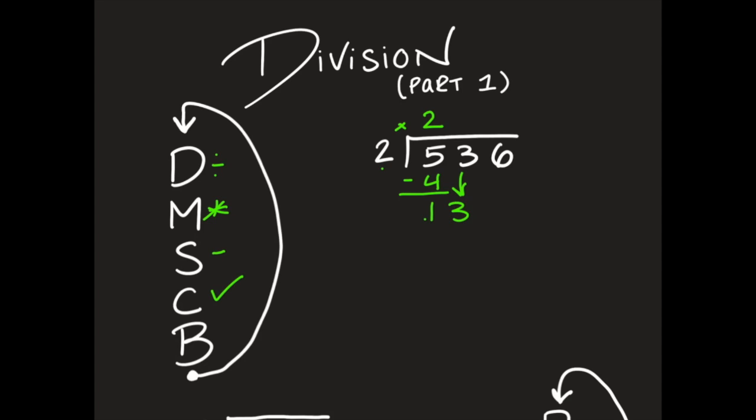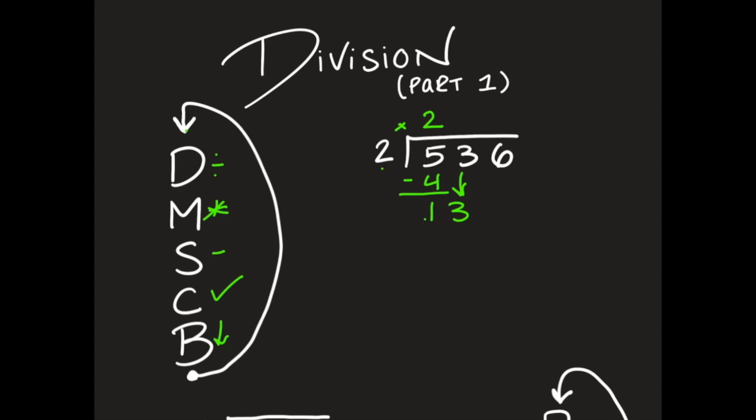And so now, when I'm done with the bring down, I'm going to go all the way back up to the top, which starts back at my D. So DMSCB, does McDonald's sell cheeseburgers? If you write this on the side, it's going to always help you with those steps so that you can remember what to do throughout your problem. All right, so I'm going to go ahead and go back up to the D, which is divide.